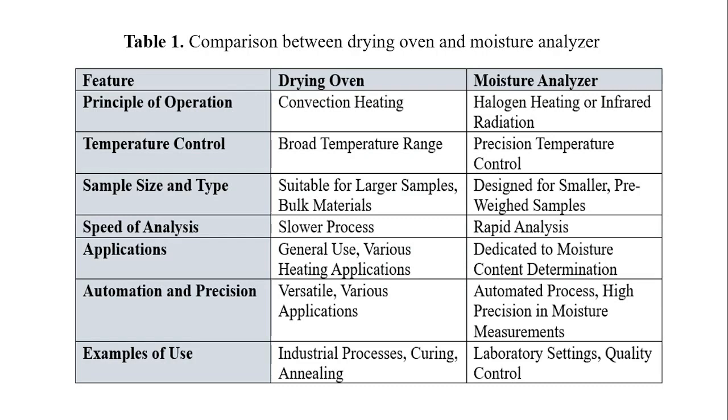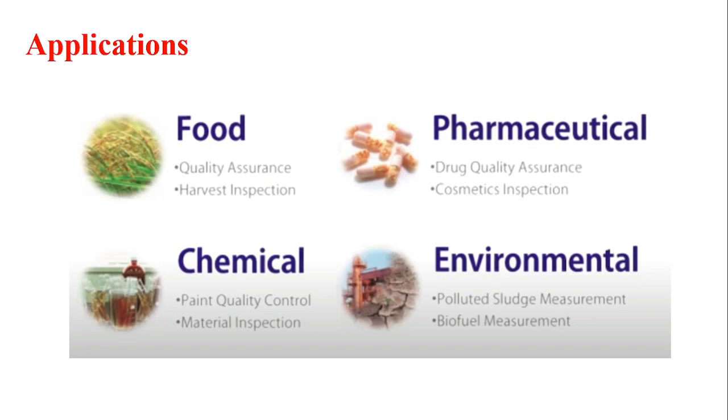Oven drying is a comparatively slow process, whereas moisture analyzer is a rapid process. Drying oven is used for general applications, but moisture analyzer is only dedicated to determining the moisture content. Drying oven is usually used in industrial processes, and moisture analyzer is used in laboratory settings and quality control. These are a few applications of moisture analyzer. It is used in food industries, pharmaceutical industries, chemical industries, and also in environmental industries.